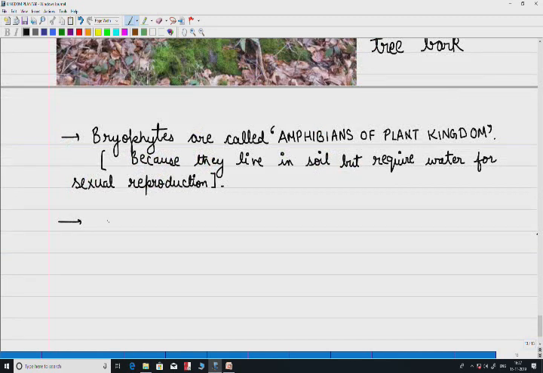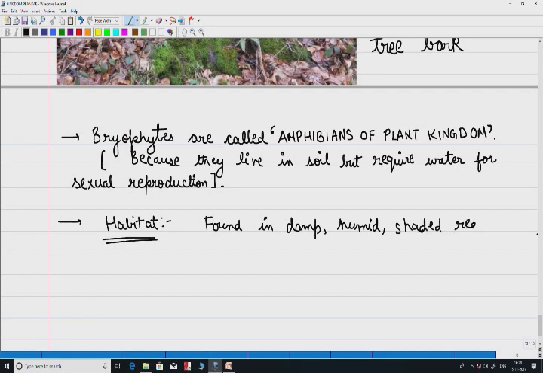Habitat of Bryophyta. Where are they found? Found in damp conditions mostly. Damp, humid, shaded regions. Now you understand why they are found on the bark of trees, because that represents a shady area, and it's also damp. Humidity depends on the humus, so it's always kind of wet there. This is their habitat.